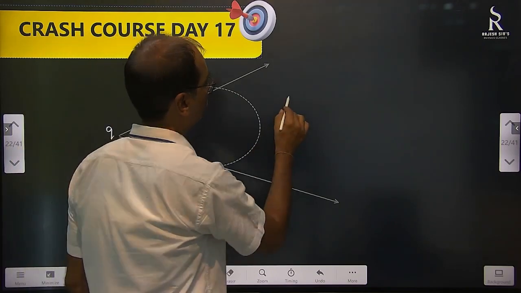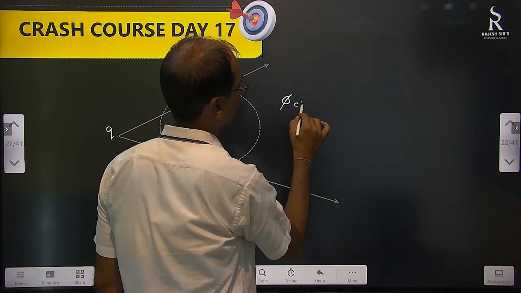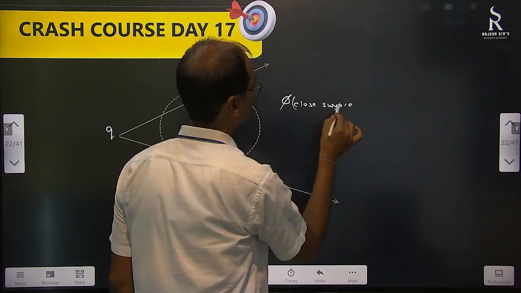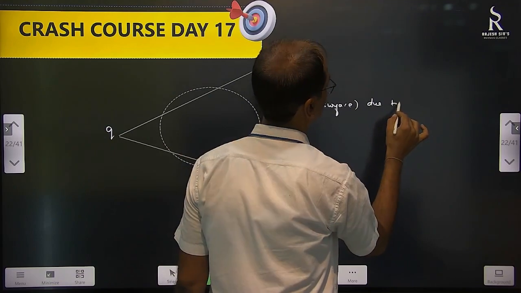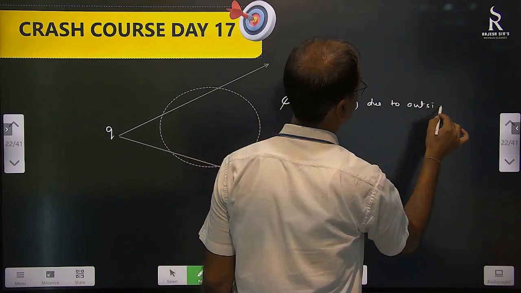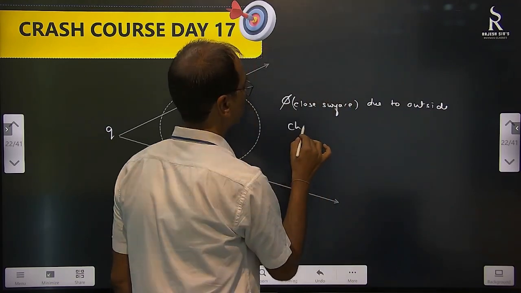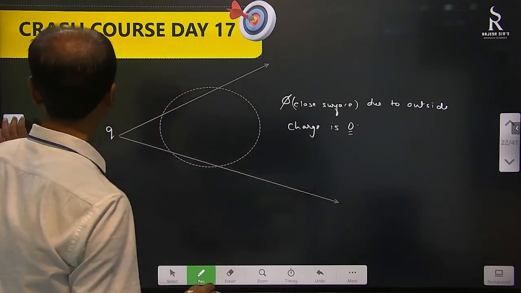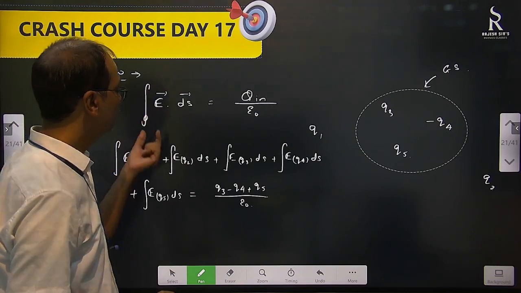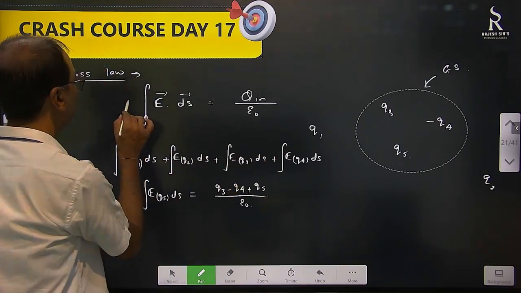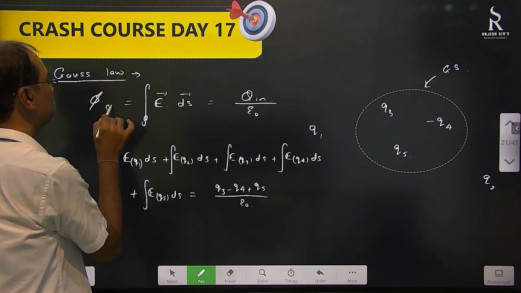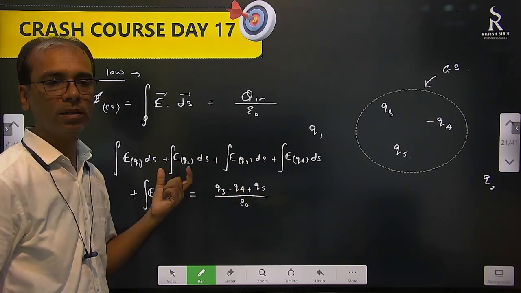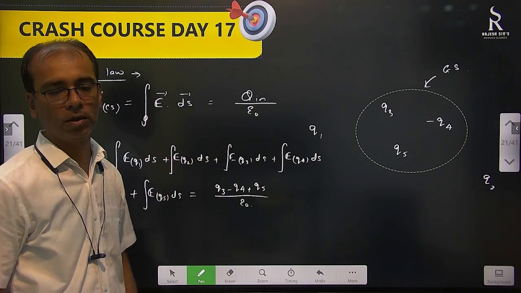So flux with a closed surface due to outside charge is zero. That is the reason why we are saying this electric field is because of all the charges, but that is equal to the flux through the closed surface. Flux through a closed surface doesn't depend on charge outside. So that's why here it is Q in by epsilon naught.